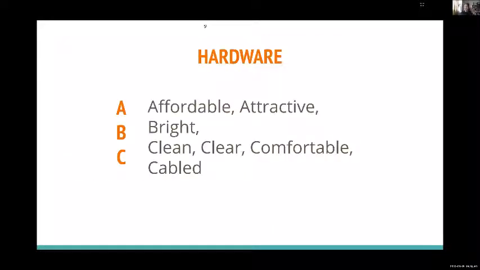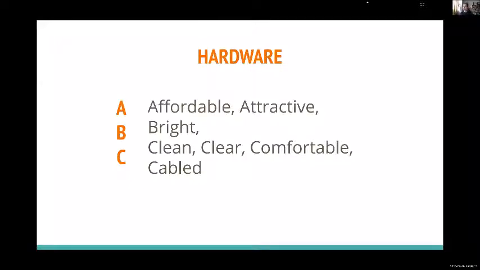What is hardware? Hardware is all the equipment, anything that is part of what you're doing when you're working online. We can think about it more over the work environment where you're going to be working every day if you start working online.